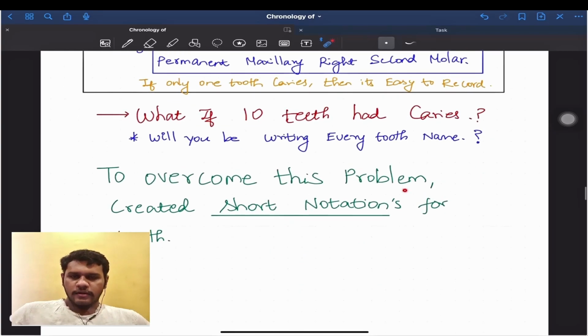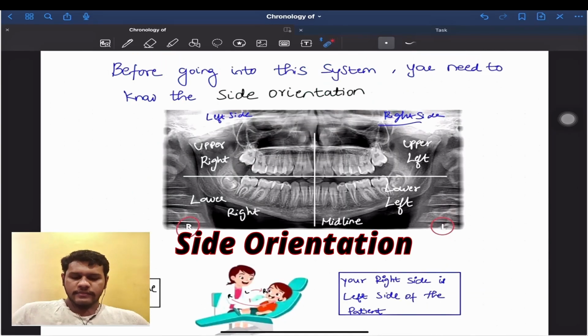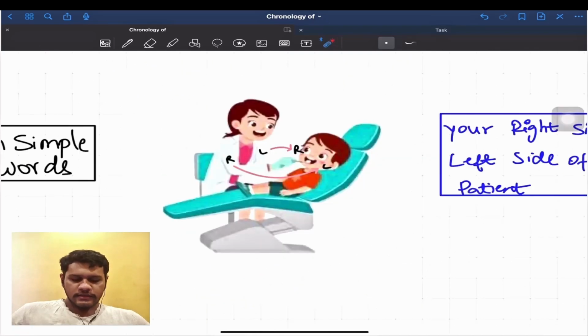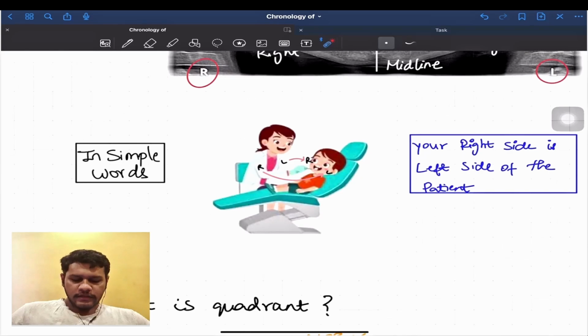To overcome this problem, they created a short notation for teeth. I will explain what they are. Before going into the system, you need to know the side orientation. In simple terms, if you see this image, this is the clinician. The patient sits opposite to you, so your right hand will be the left hand of the patient, and your left hand will be the right hand of the patient.